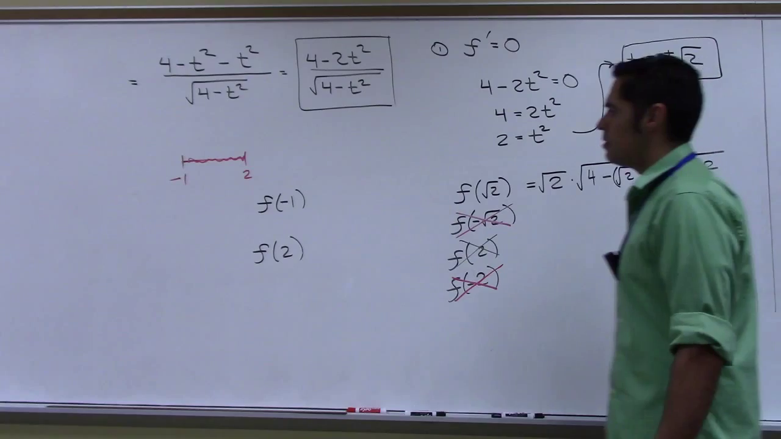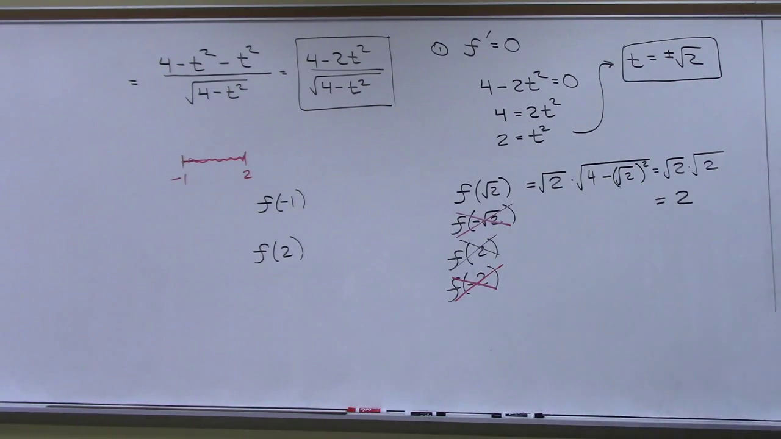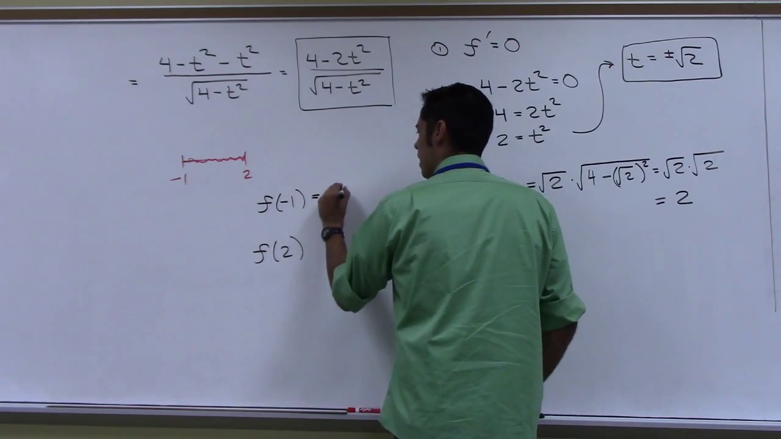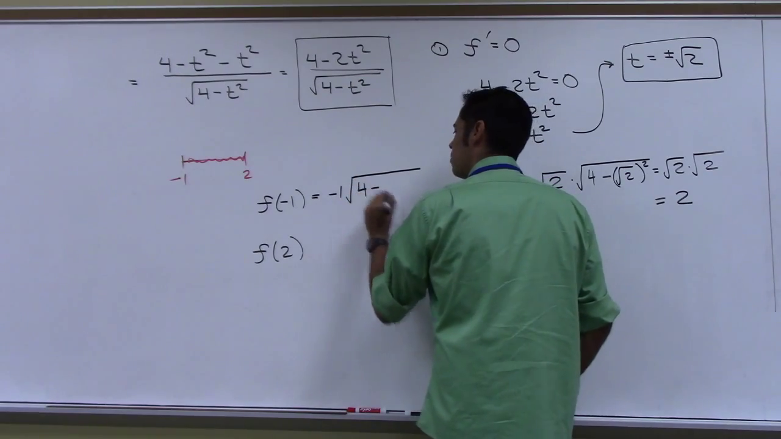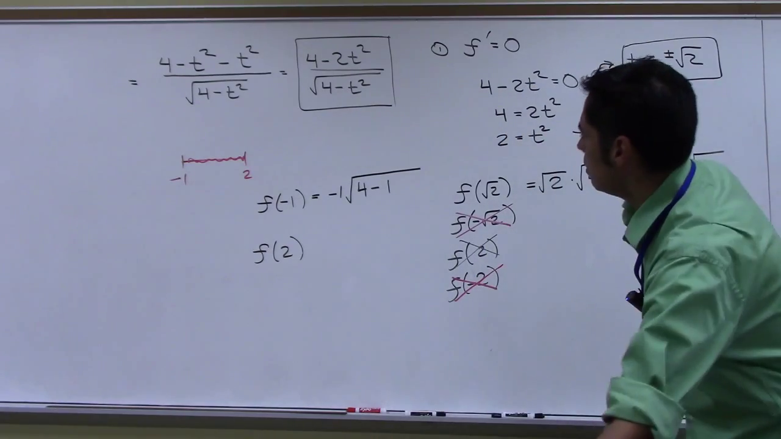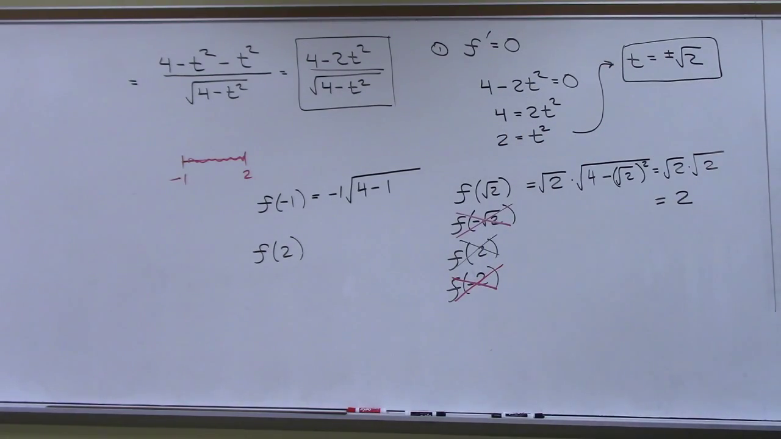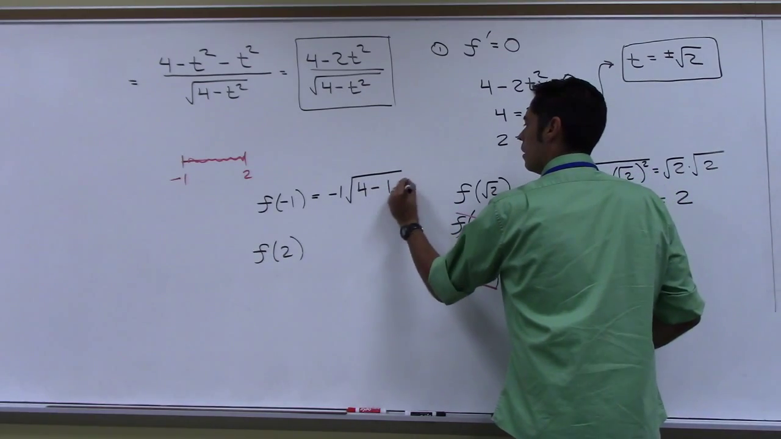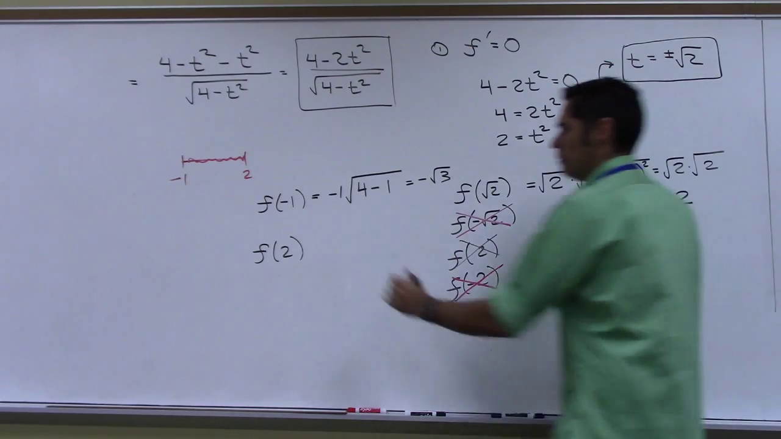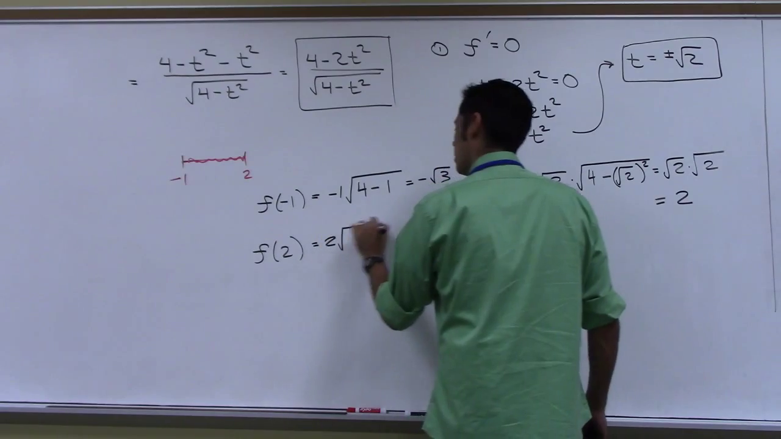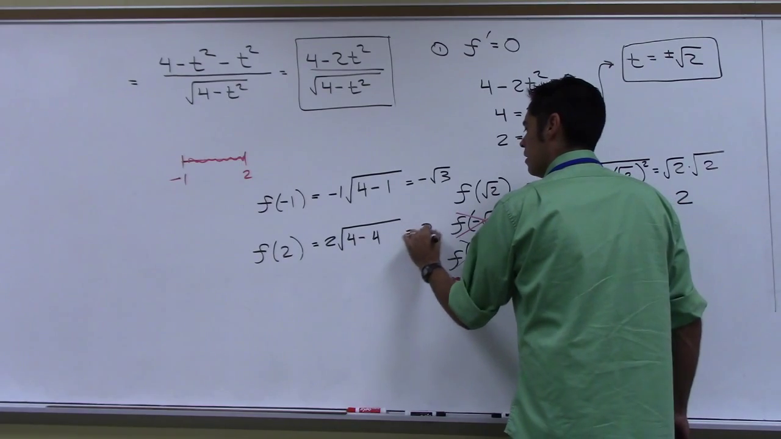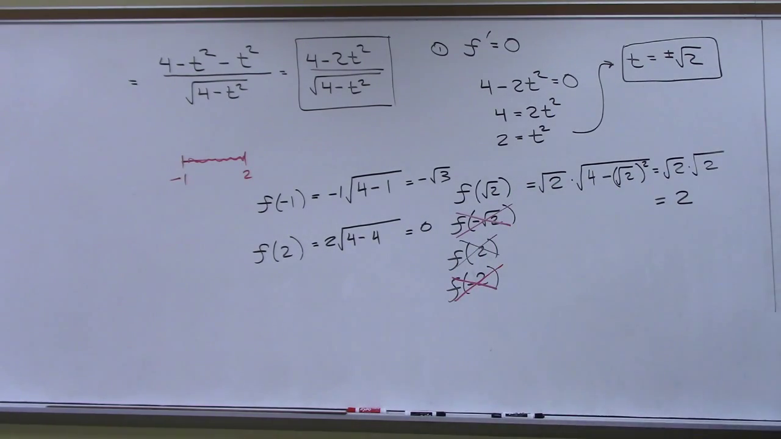Let's see what happens when I plug in -1. It's t, which is -1, times square root of 4 minus, what's t squared? Just 1. So this becomes negative root 3. And then finally, plug in 2. You get 2 root 4 minus, what's 2 squared? 4. 4 minus 4 is 0, so you get 0. Any questions?